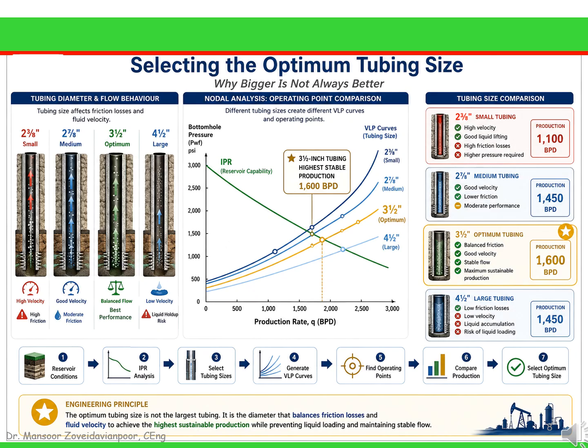Remember this engineering principle: the optimum tubing size is not the one with the lowest friction. It is the one that creates the best balance between friction and fluid velocity. Production optimization is about balance, not extremes.